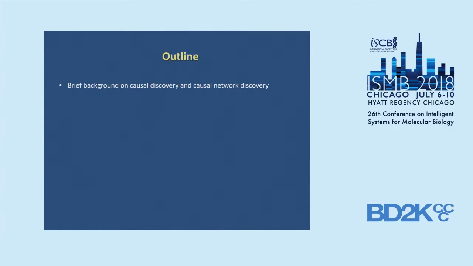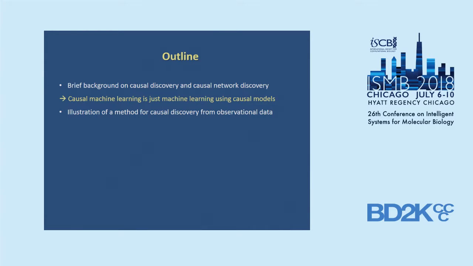So I wanted to just give you an outline. First, I'm going to talk about a brief background on causal discovery and causal network discovery to bring everybody on the same page. Some of you may well already know much of this. And the main point is that causal machine learning is just machine learning using causal models. The next point I want to make is to illustrate a method for causal discovery from observational data. And the point there is that it is possible to discover causal relationships from purely observational data.